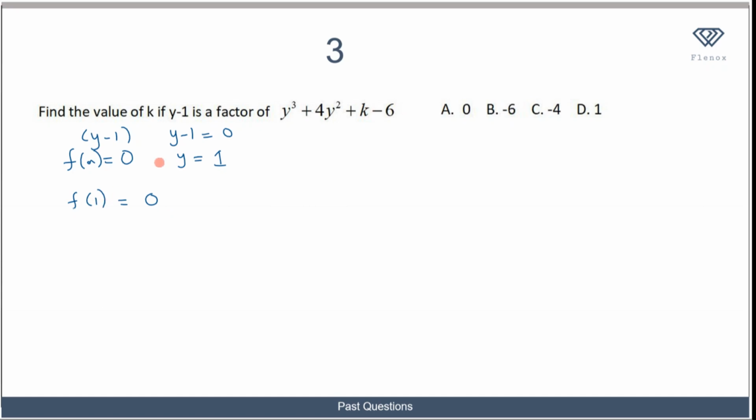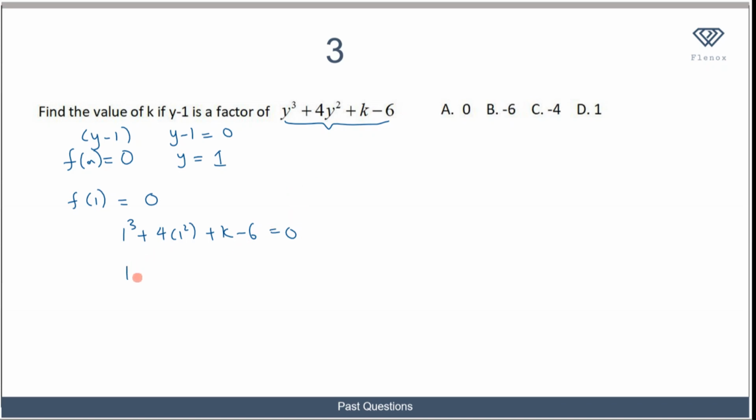So I put 1 into this polynomial here in place of y. So I put 1 to substitute the value of y, and I equate it to 0. So what am I left with? I have 1 raised to 3 plus 4 times 1 squared, then plus k minus 6 must be equal to 0, because this is a factor, and when you divide the number by its factor, the remainder must be equal to 0. So to recap, we are making use of the remainder theorem here.